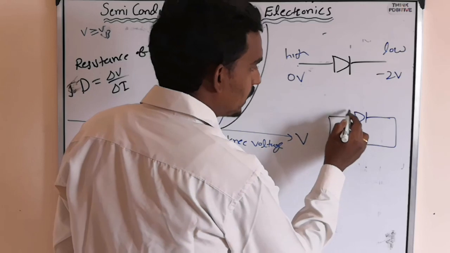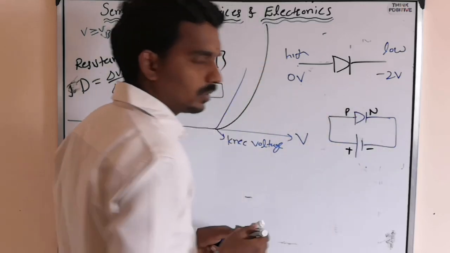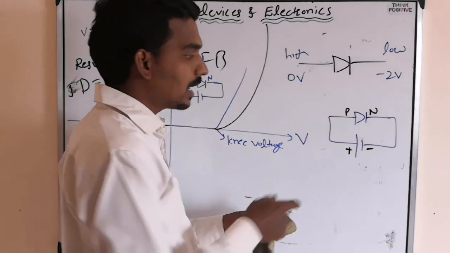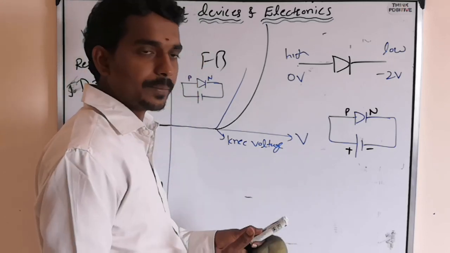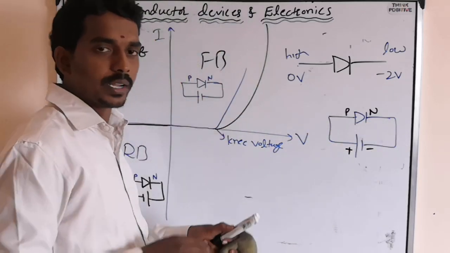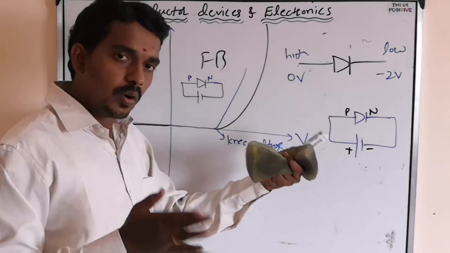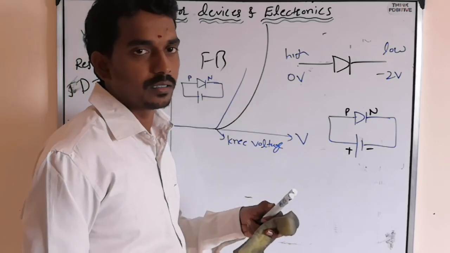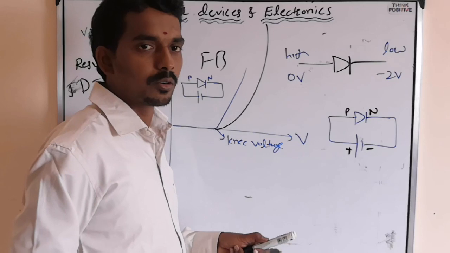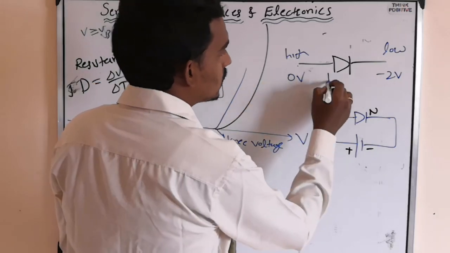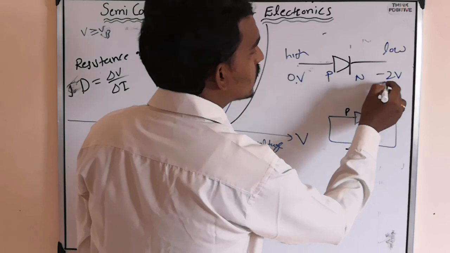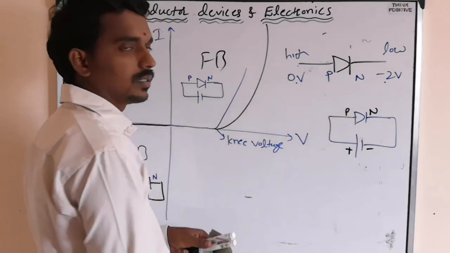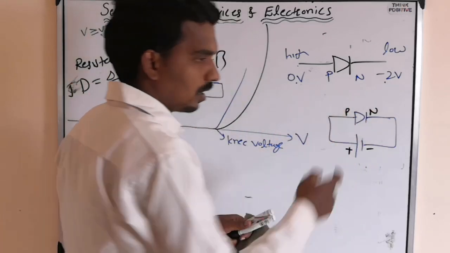Forward bias means what? P to positive, N to negative. That means P should be connected to high potential, in another way. Not always positive and negative. Think logically. N should be connected to low potential. So P high, N low, forward bias. P low, N high, that is reverse bias. Remember one, then the other will come automatically. So here the P is connected to high potential, N is connected to low potential. So what kind of connection is this? Forward bias. P high, N low.